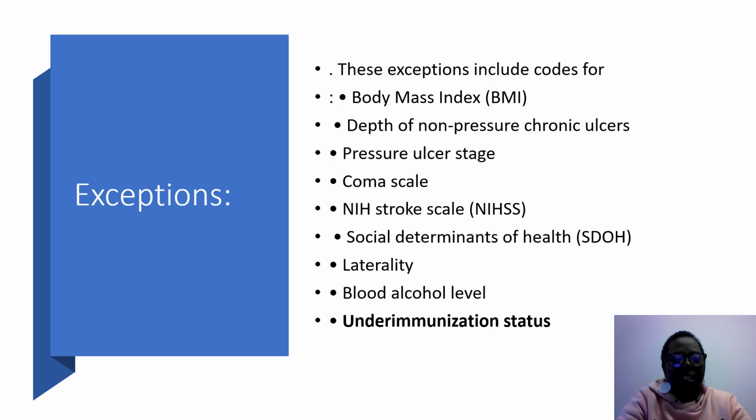Okay, so according to the ICD-10-CM coding guidelines for 2023, this is the listing of exceptions of clinicians as it relates to the documentation of ICD-10 diagnoses for a patient's encounter or care. These exceptions include codes for body mass index, such as the BMI, the depth of non-pressure chronic ulcers, pressure ulcer stages, coma scale, the NIH stroke scale, social determinants of health, laterality, blood alcohol level, and in 2023 they did add the under-immunization status of a patient.